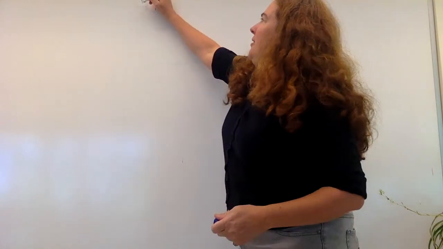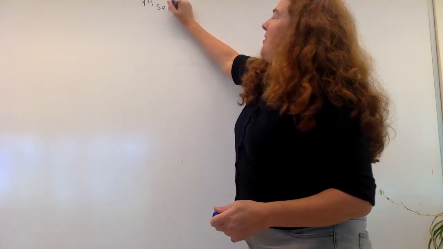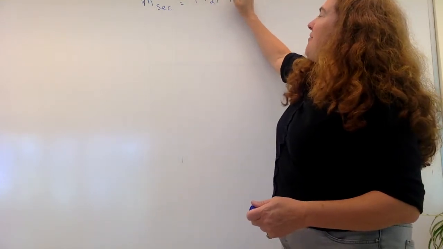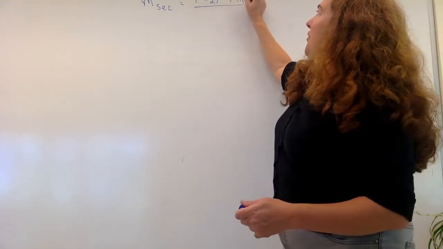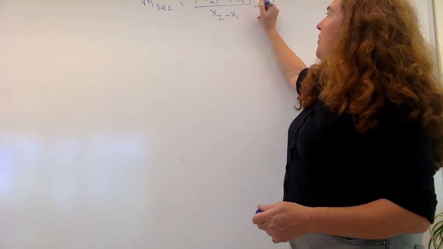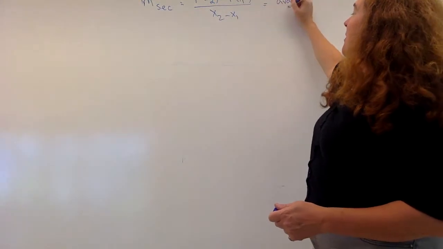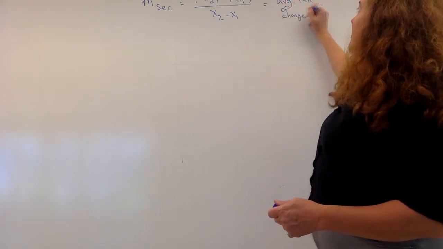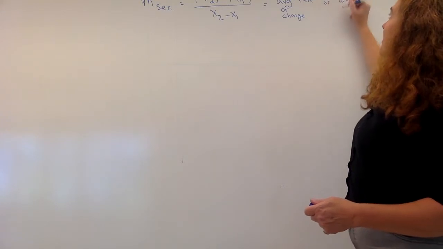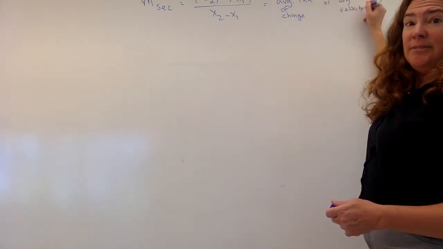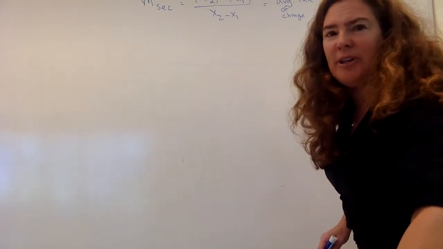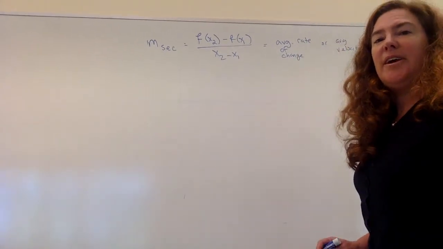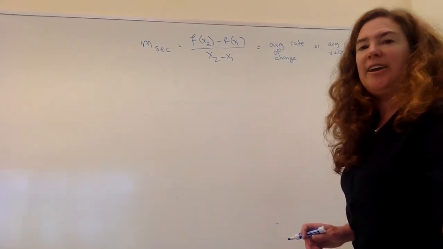So far, we know that the slope of the secant line, which is f of x2 minus f of x1 over x2 minus x1, is equal to an average rate of change or average velocity. You can't see that, can you? Hold on just a minute. Let's make it so you can see what I just wrote. There we go. Okay, average rate of change or average velocity.